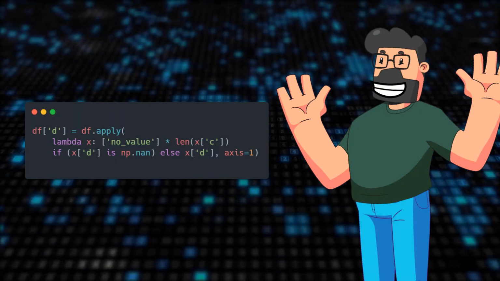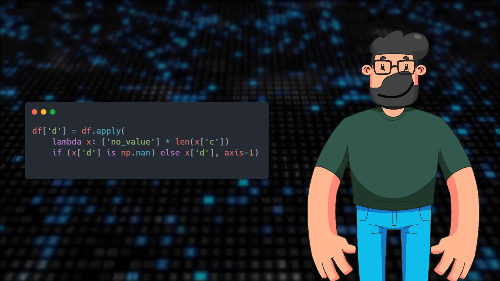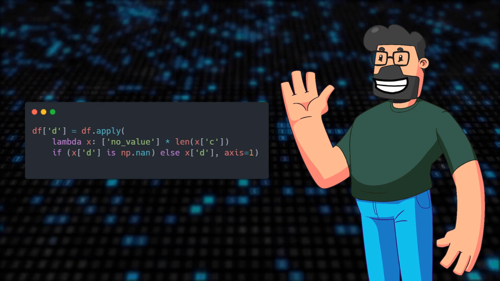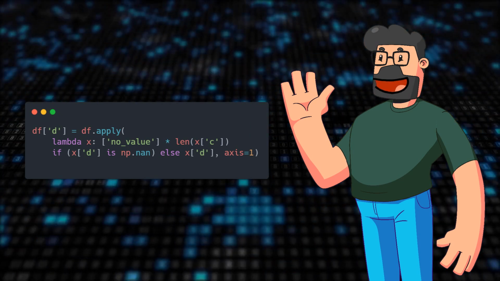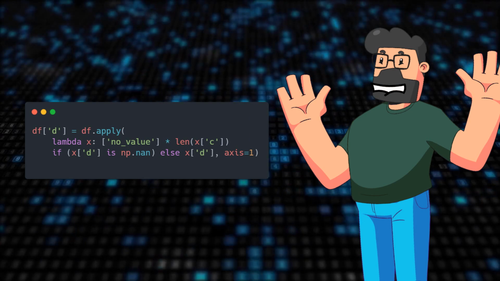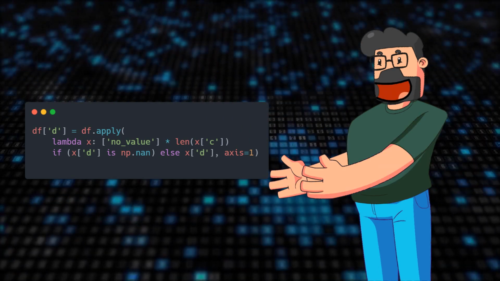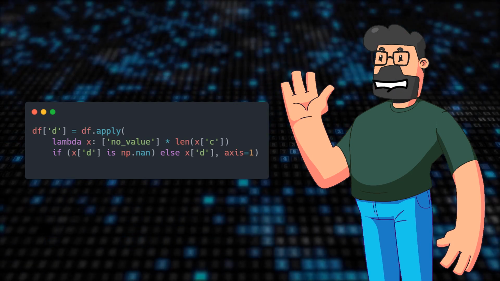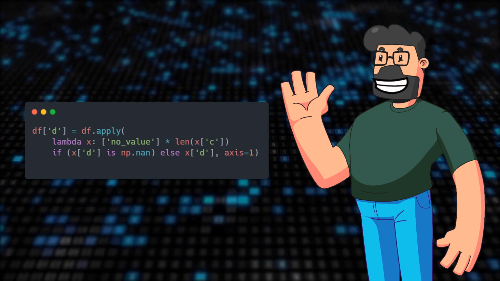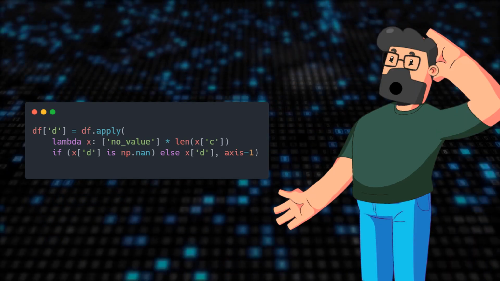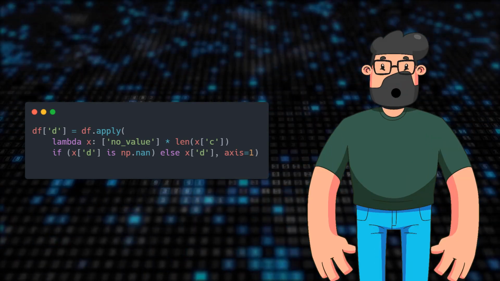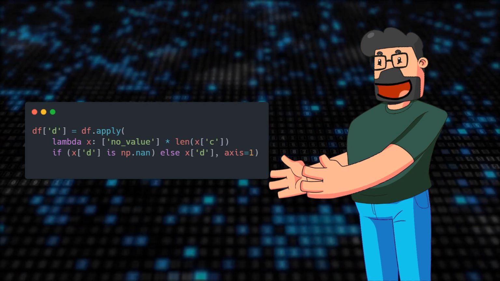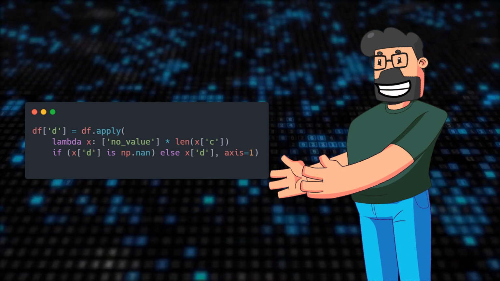Continuing with our solution, an alternative method is to utilize the apply function in pandas. By implementing apply on the data frame and iterating through each row with a lambda function, we build a condition to check if the value in column D is nan. If this condition is met, we create a new list filled with no_value strings repeated to match the length of the list in column C. Otherwise, we retain the original value in column D. This approach provides another way to handle the missing values in the data frame effectively.